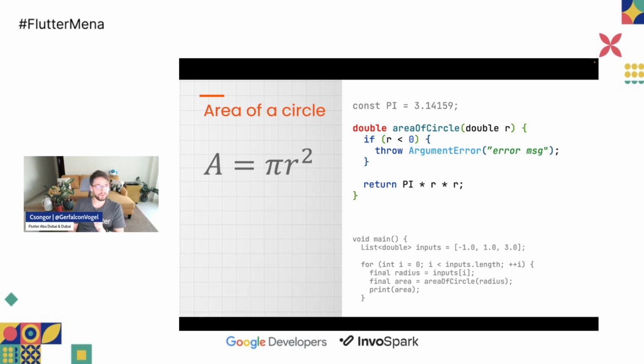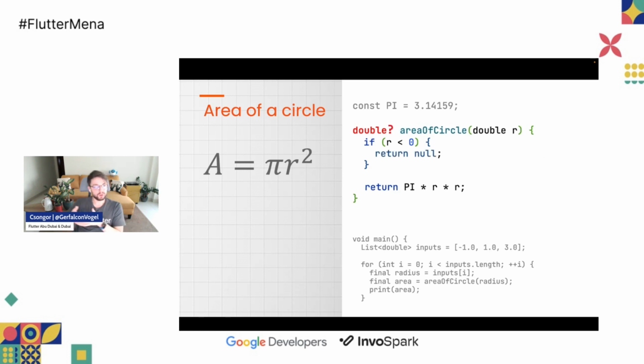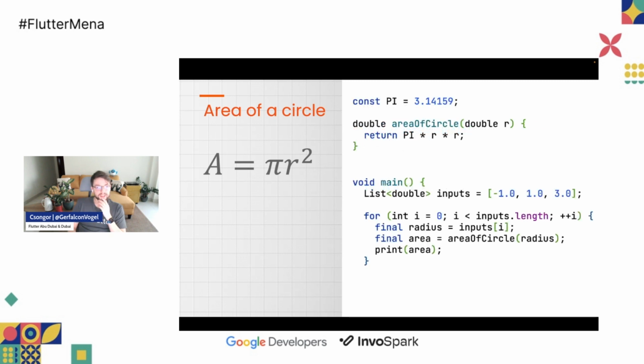Another option to solve this issue would be introducing nullability. We can mention that this area of circle function can return the exact value if the parameter is valid. Otherwise, it will return null. About error handling in these scenarios, we will take a look at another example later in the session. But right now, let's take it aside.